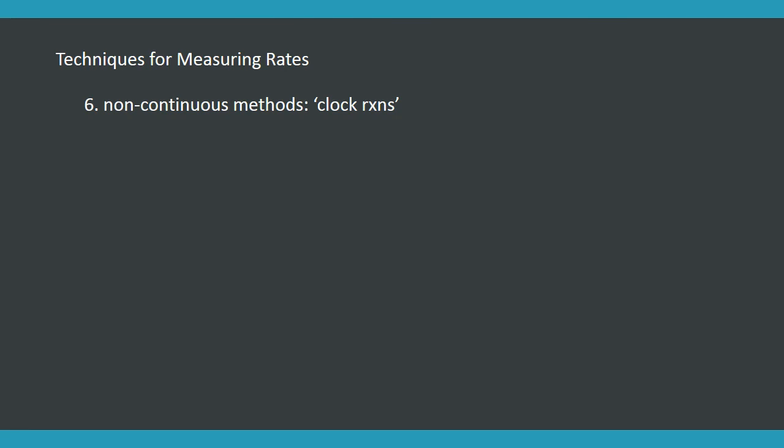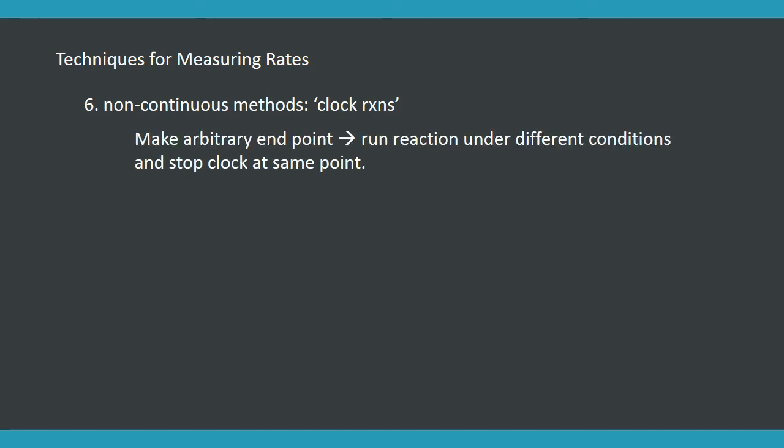Lastly, we have the non-continuous methods, and these are called clock reactions because we're using a clock to figure out where we're pulling information from a reaction. So you're going to make an arbitrary endpoint to a reaction if you know what the reaction looks like. You're saying, I'm going to run this reaction for 1 minute, and however much is produced in that 1 minute, I'm going to collect that data. You may not have equipment for that particular reaction, or you don't have a titrant, a quenching, or a conductivity probe. There's a reason, and so we use these non-continuous methods.